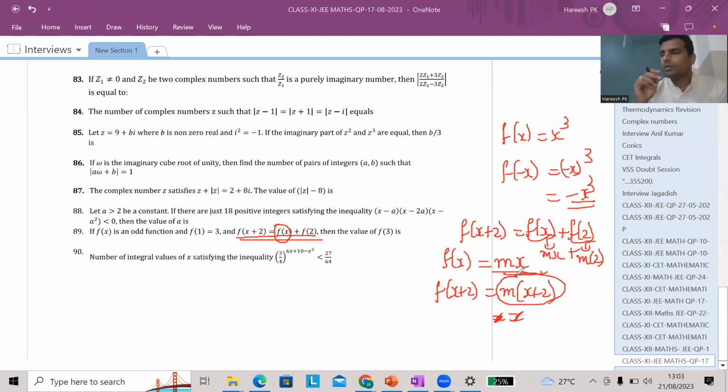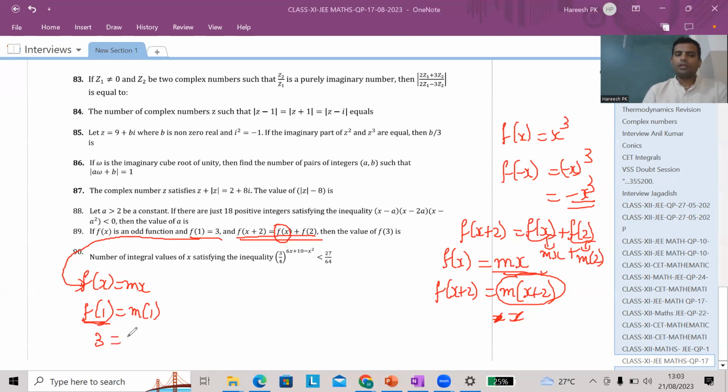So anytime you hear f of x plus alpha equals f of x plus f of alpha, immediately you should write f of x as mx. Okay. So what is the function? F of x is mx. Now f of 1 they have told is 3. So put here f of 1 is equal to m into 1, and f of 1 is 3. So instead of f of 1 you put 3. So you'll end up getting m is 3. So once you know m is 3, your actual function is f of x is 3x.